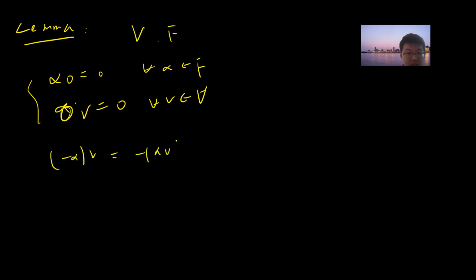Okay, so lemma. This lemma is simple. If V is a vector space over a field, then alpha times 0 is 0 for alpha belonging to the field, and 0 times V is 0 for all V belonging to V. So basically anything times 0 is 0. And then minus alpha times V is minus alpha V. And if V is non-zero, then alpha V equals 0 implies that alpha is 0. So these are four easy lemmas.